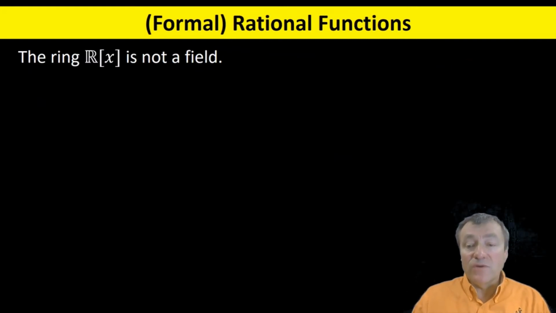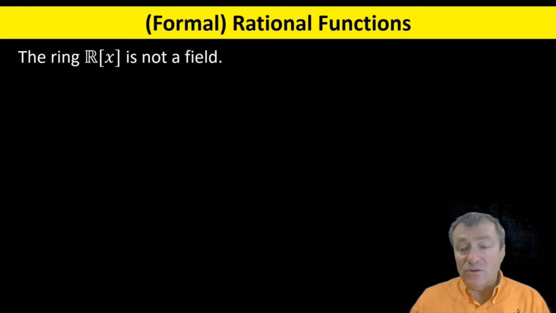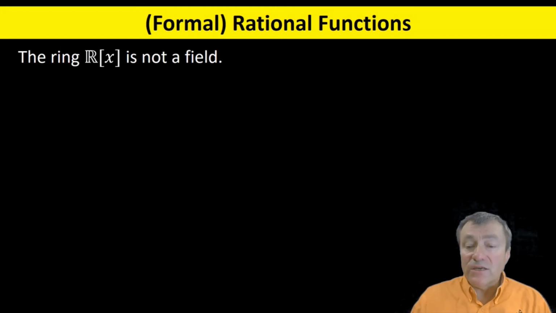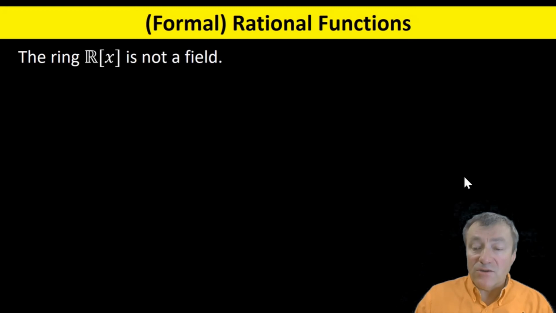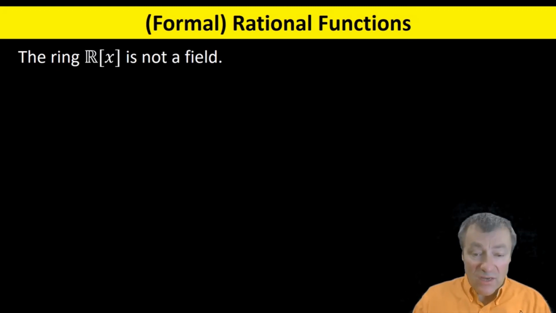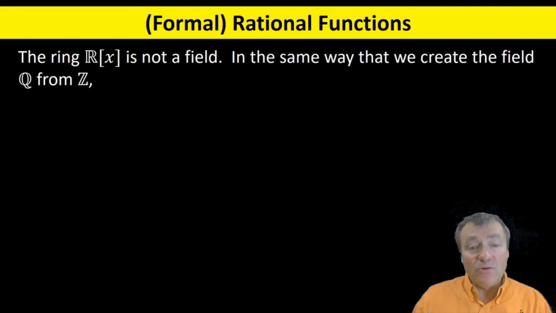Now, the two rings that we have talked about are not fields. Let's focus on the polynomial ring with real coefficients, so R of x with real coefficients. If you try to divide two polynomials, you don't get a polynomial in general. Just like in the integers, if you divide two integers, you don't get an integer in general. But remember how we resolved that issue for integers.